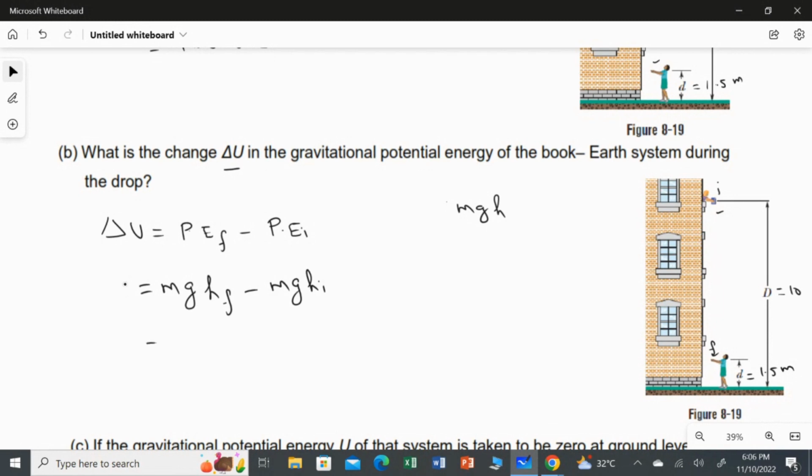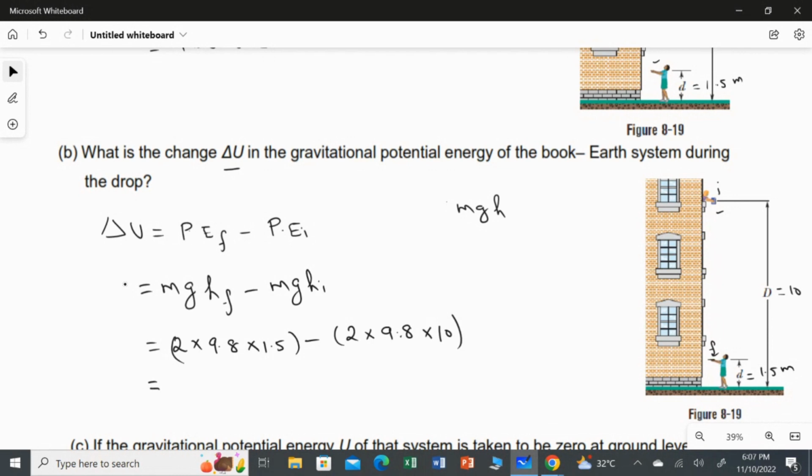So what is the height? The mass 2 multiplied by 9.8 multiplied by the height final. The height final is exactly 1.5. Am I right? From the ground to this person's hand is exactly 1.5. So 1.5 minus 2 multiplied by 9.8 multiplied by what is our initial height from the ground. Am I right? So from the ground to the initial point is exactly 10.